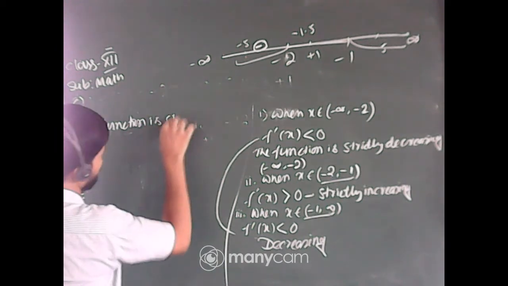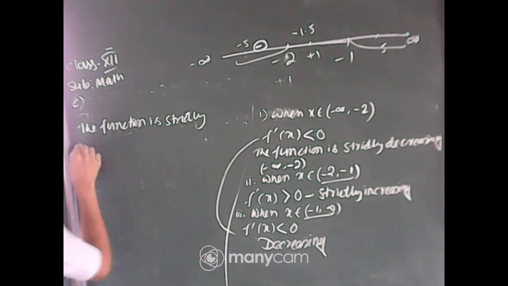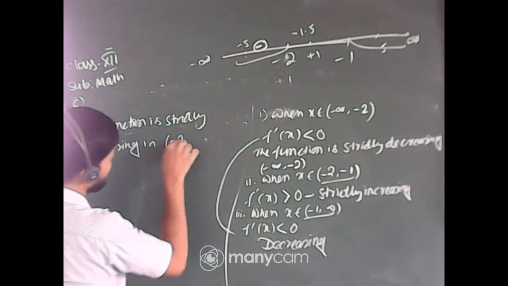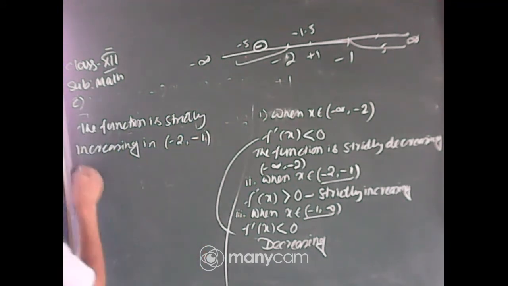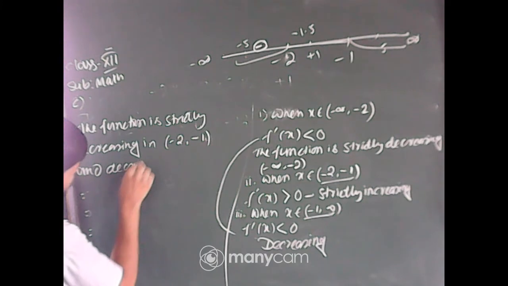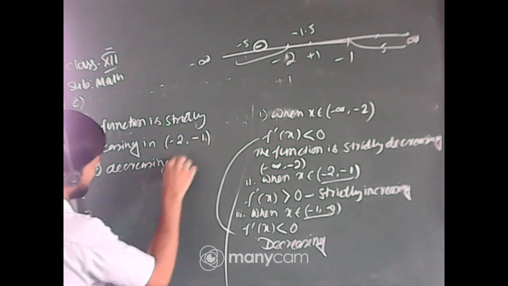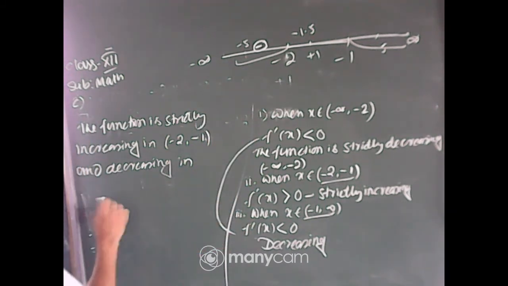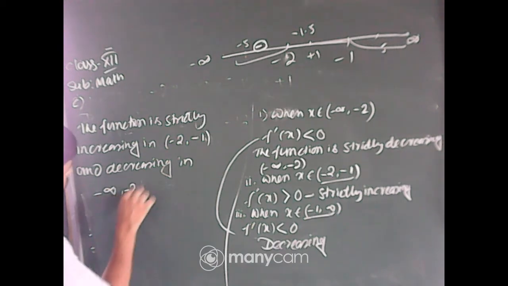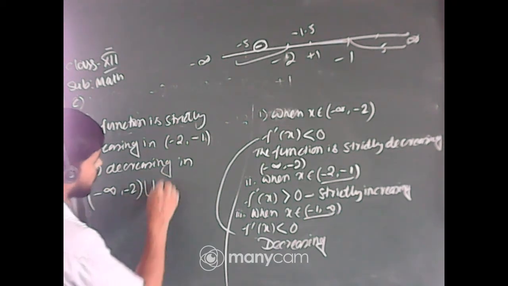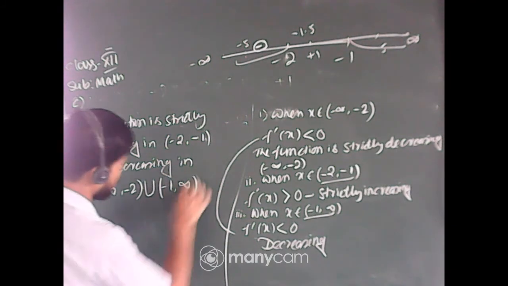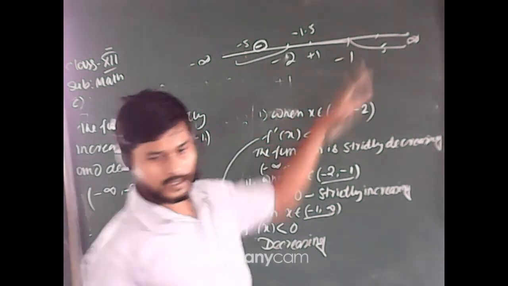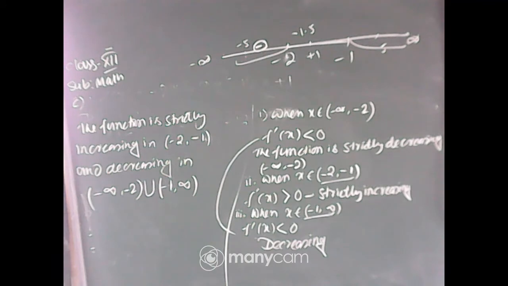So we can say that the function is strictly increasing in the interval of minus 2 to minus 1 and decreasing in the interval, look, there are two intervals where the function is decreasing, so the resulting interval will be the union of these two intervals, minus infinity to minus 2 union minus 1 to infinity. Union of these two intervals, this interval and this interval, that the function is strictly decreasing. Okay, understood?